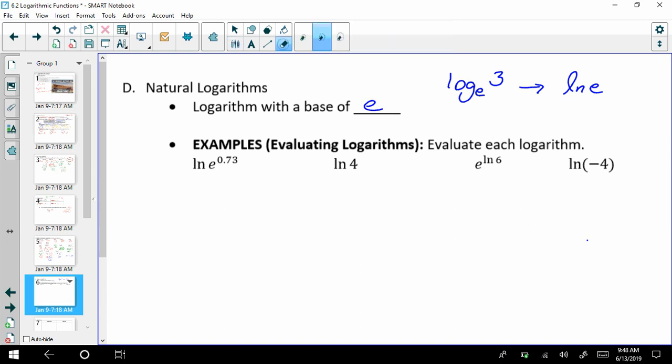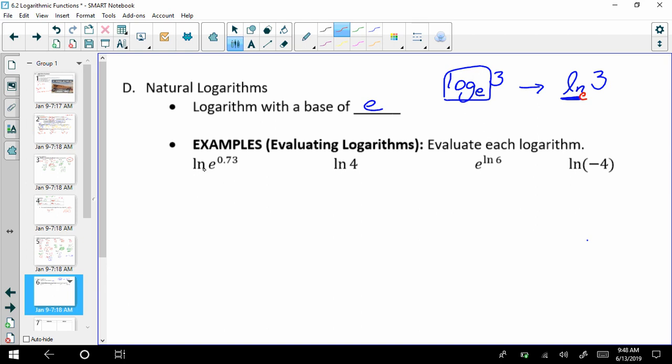Oh, sorry. And it's not e. Geez. It's natural log 3. The natural log replaces the log base e. So if you see a problem with ln, it's a logarithm, but you can automatically know its base is an e. It's understood that it's e.